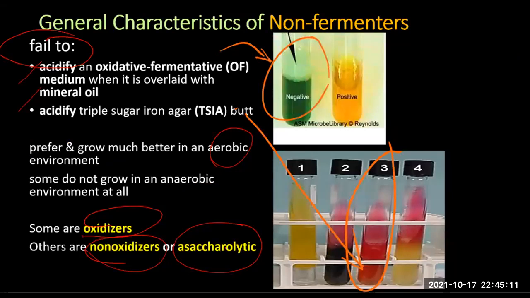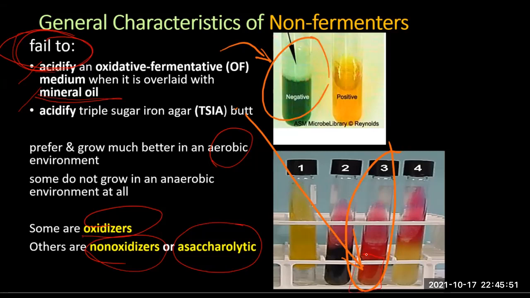So we have the general characteristics of non-fermenters, and these non-fermenting gram-negative bacilli are grouped together. Why? Because they fail, take note, they fail to acidify an oxidative-fermentative OF medium when it is overlaid with mineral oil. So take note of the mineral oil overlay. And second, they fail to acidify triple sugar iron agar or TSIA butts. And they prefer and grow much better in an aerobic environment.